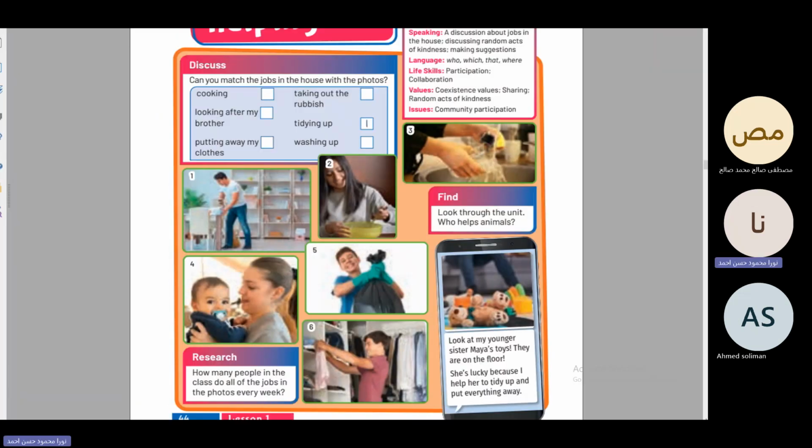Okay, this is your student book, page 44. Okay, I want you to look at this list. In this list, we have like 6 jobs we do at the house, okay? And you have 6 photos for these jobs. What I want you now to do is to match the jobs in the box with the photos from 1 to 6.